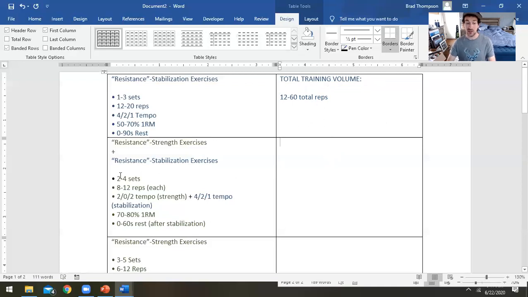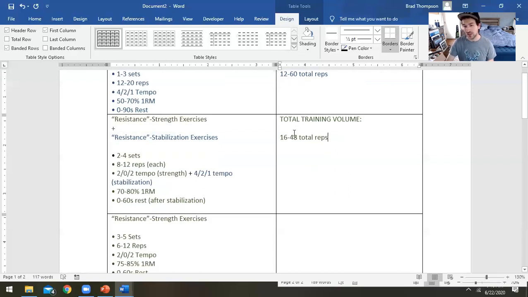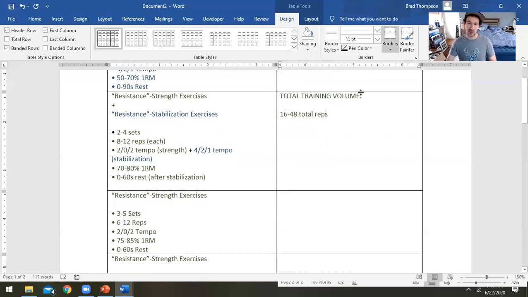Now let's look at strength endurance. So this is going to be a total volume of 16 up to 4 times 12, which is 48 reps. Total training volume is going to be 16 to 48 total reps. So the total training volume goes down ever so slightly. Now we're going to see a little bump here.